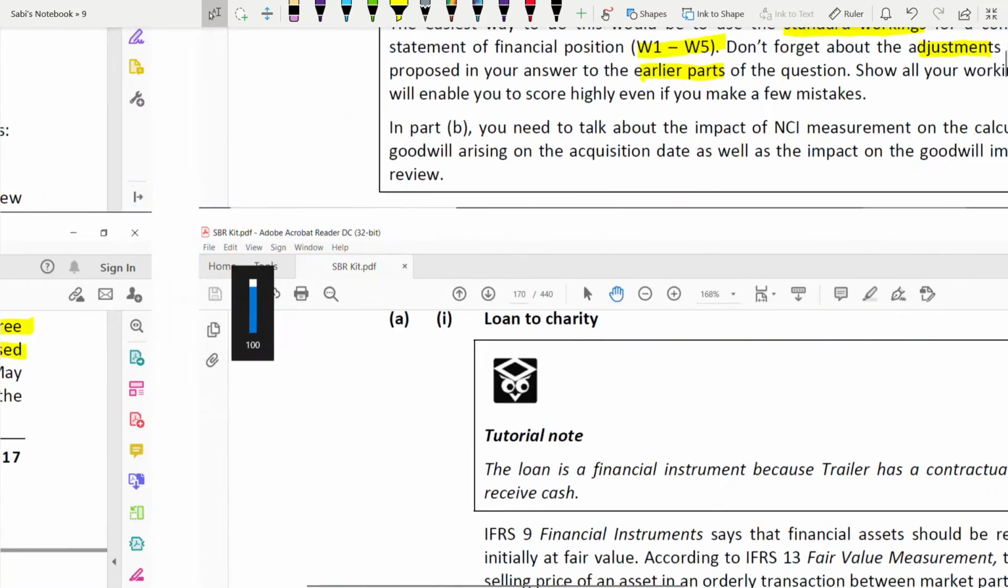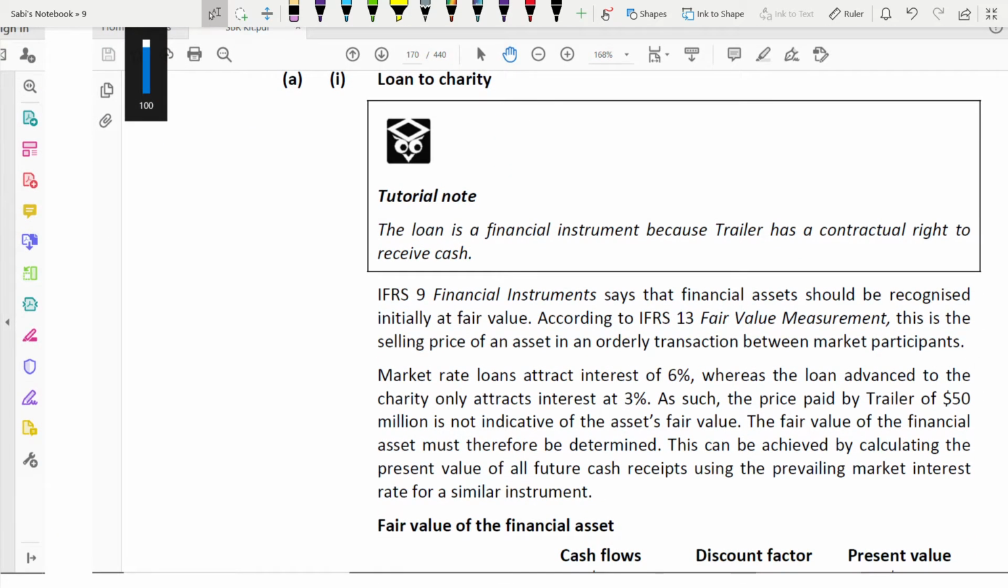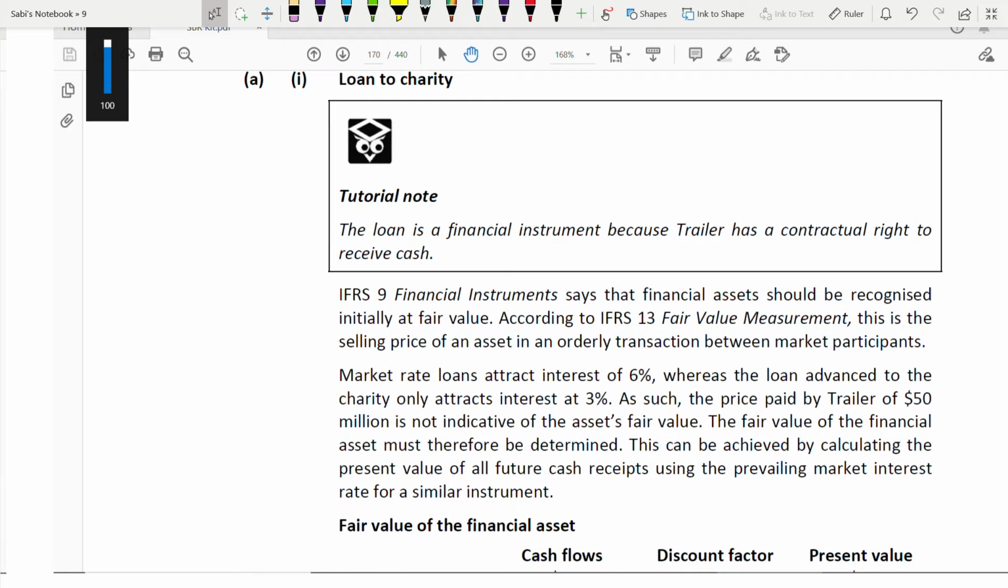So now, loan to charity, tutorial note. What is this tutorial note? These things are not there in the exam. Tutorial note is given for your understanding. Remember, the answer which is published, the answer which you are reading now, is lengthier than is actually required in the exam. The reason is that examiners know students are going through this answer for study purposes. Everything you cannot study through the textbook. The textbook is a simpler, simplified version. So they put everything possible in this answer. So don't think that you have to read this much.